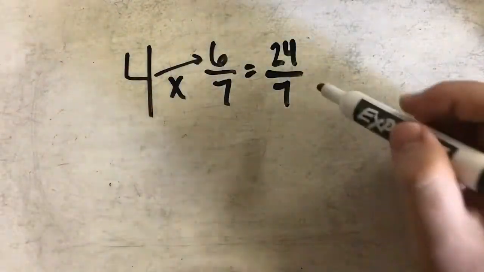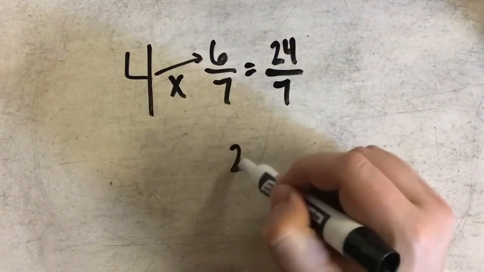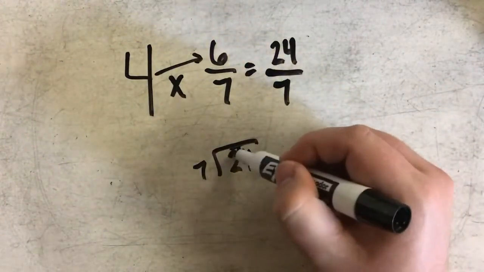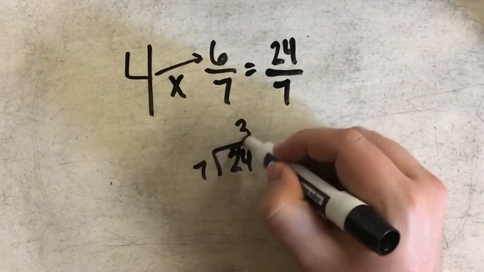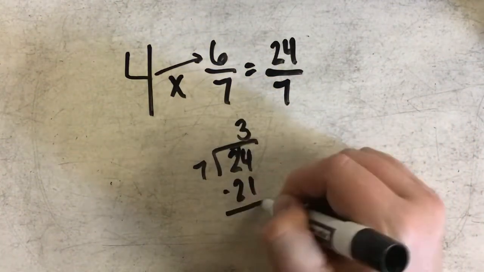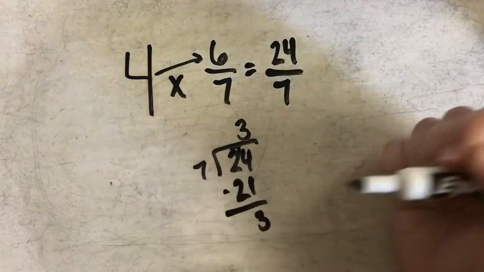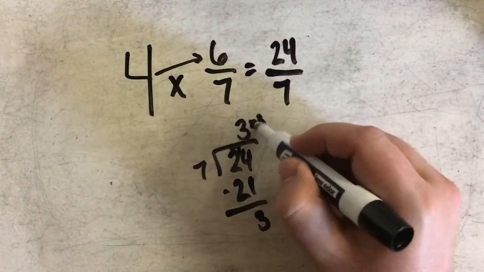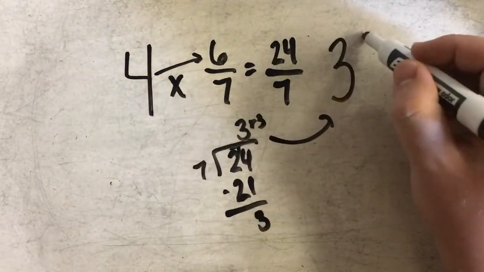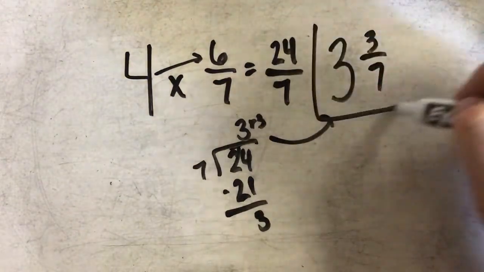24/7 is improper. I would change that by dividing 24 and 7. 7 goes into 24 3 times. 3 times 7 is 21. And when I subtract, I also have a remainder of 3. So I would rewrite this as a mixed number of 3 3/7.